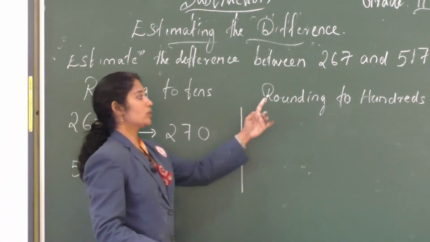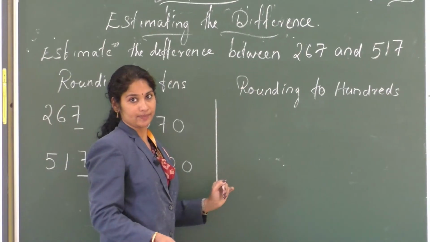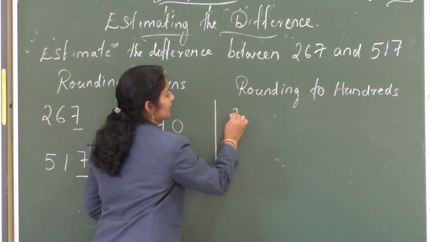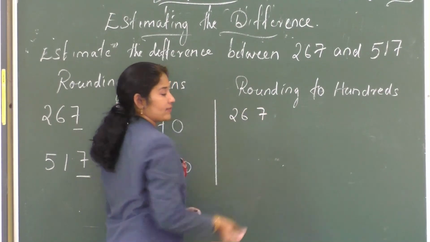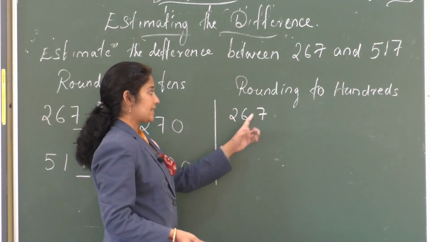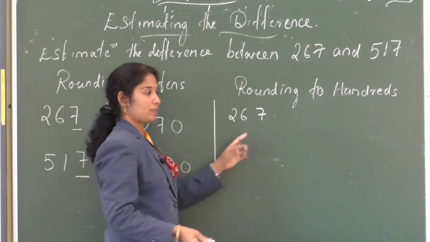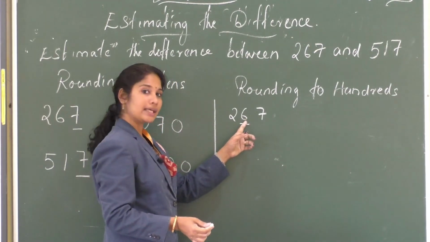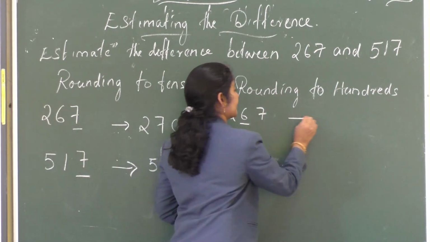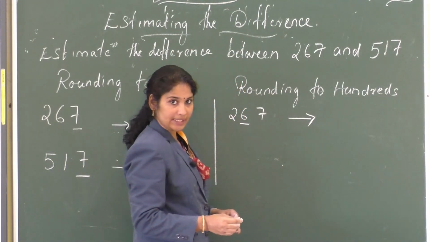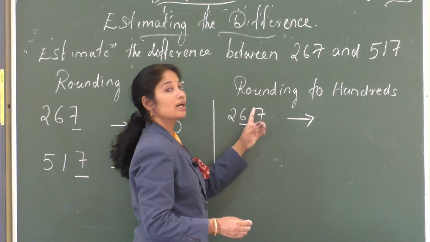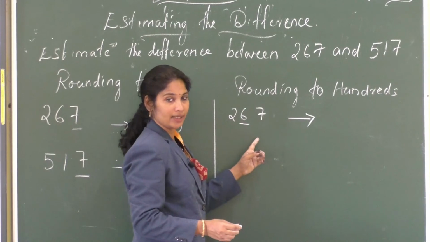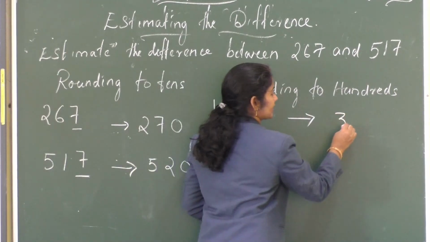Next, how to round off to the nearest hundreds? Same number we can take, 267. In this case, we have to check the tens place. The tens place, which number? Yes, 6. Is it greater than 5? Yes. So the number rounds up to the nearest hundred, that is 300.